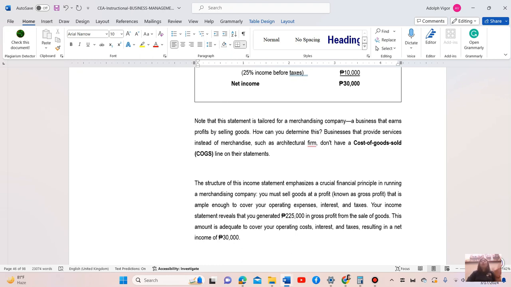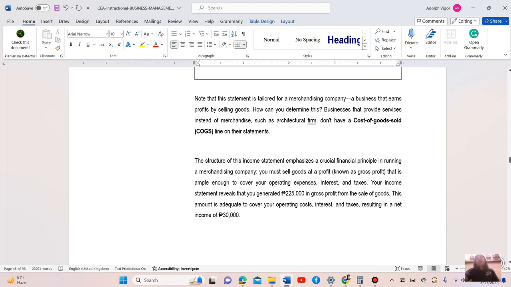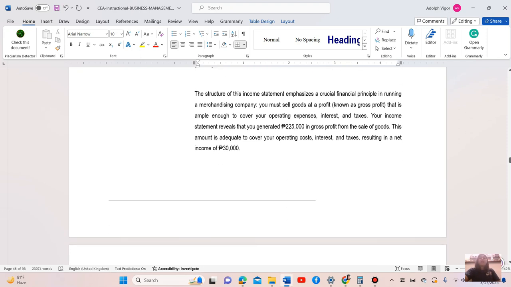One niya is cost of service, or cost of making business. Wala cost of goods sold sa dili siya merchandising. Dili merchandising companies such as architectural firms. We replace it with cost of service.